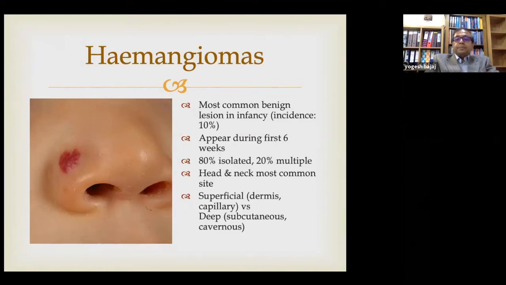So 10% of kids will have some kind of hemangioma. And as I said before, they usually appear around 6 weeks of age. They can be just a small lesion somewhere, in 80% of cases; in 20% they can be multiple. And head and neck is the most common site for hemangiomas. They can be superficial, just involving the dermis, or they can be subcutaneous.